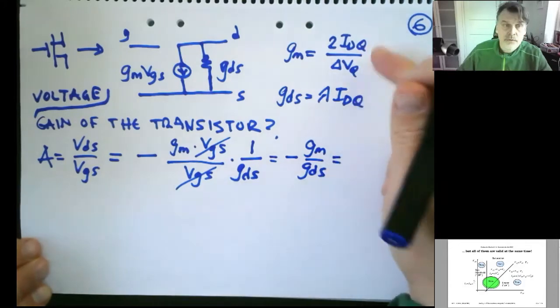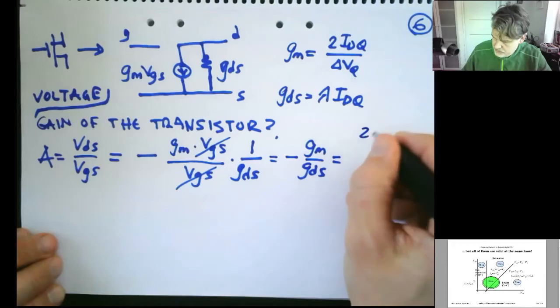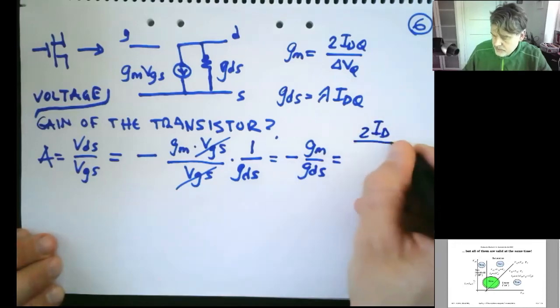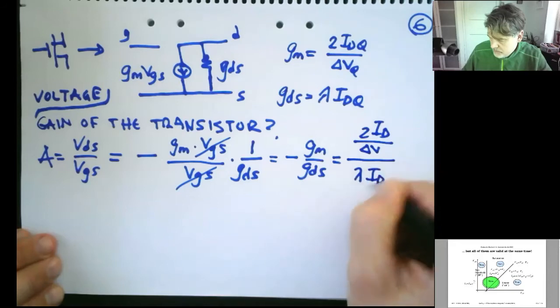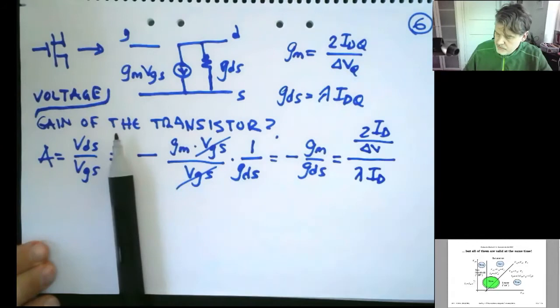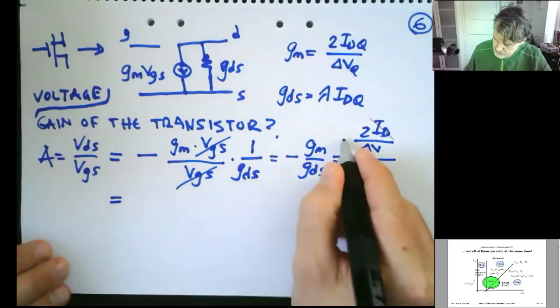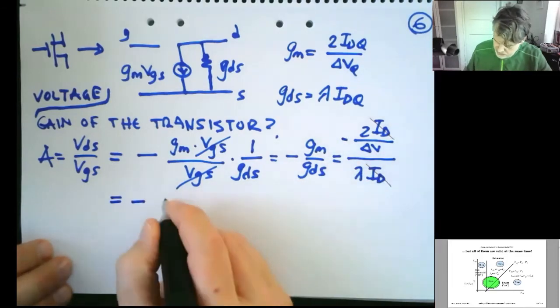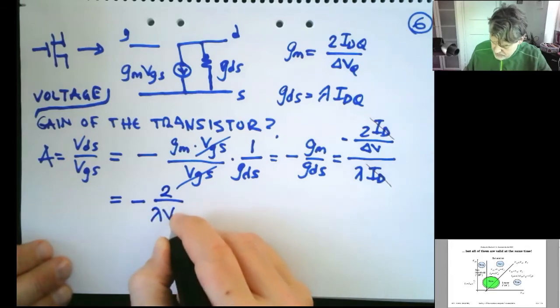And using these two equations and putting them together, 2ID, now I omit the Q, delta V divided by lambda ID. And then also here we see we can cancel ID against each other. So the gain is thus equal to minus 2 divided by lambda delta V.